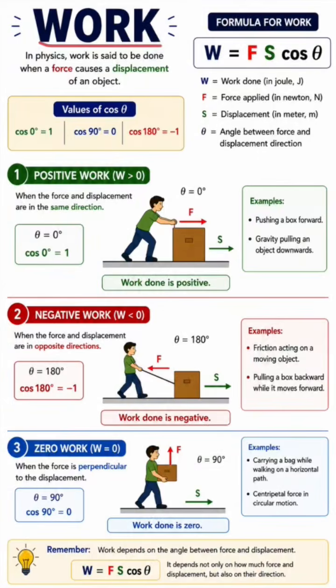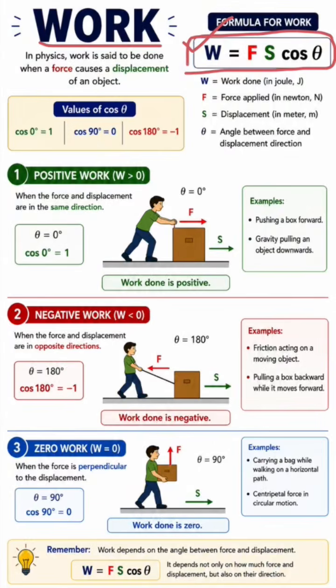So, work is said to be done when a force causes displacement of an object. Okay, here is the formula for work. Work is equal to Fs cos theta. F is the force applied, S is the displacement, and theta is the angle between the force and the displacement.